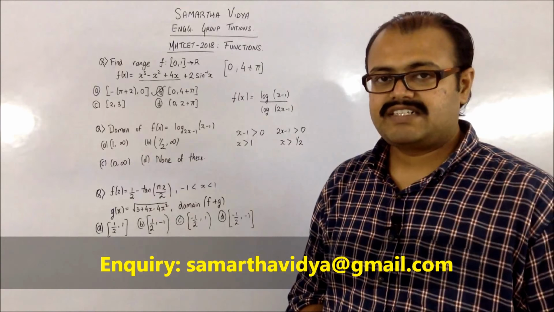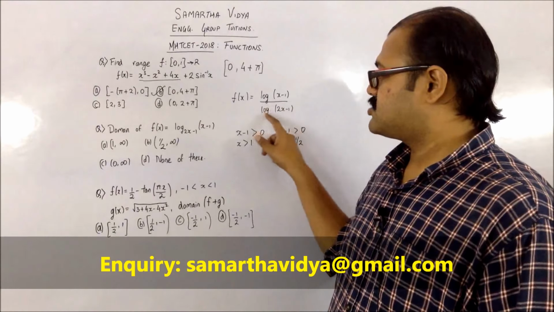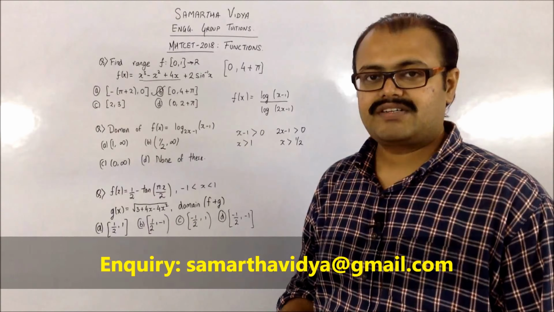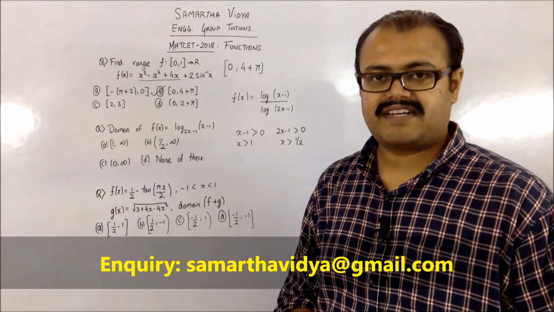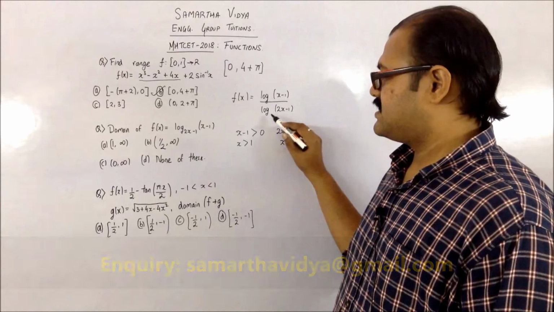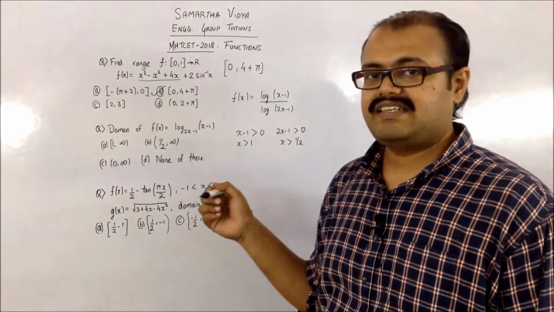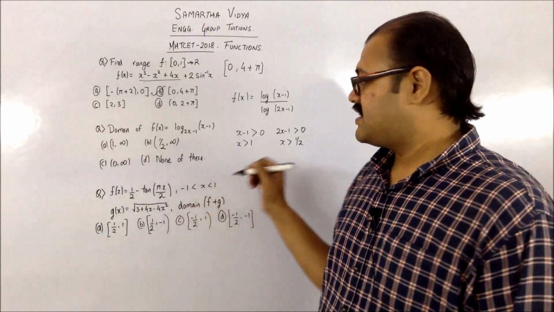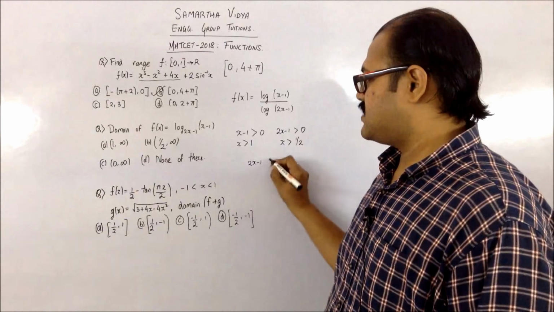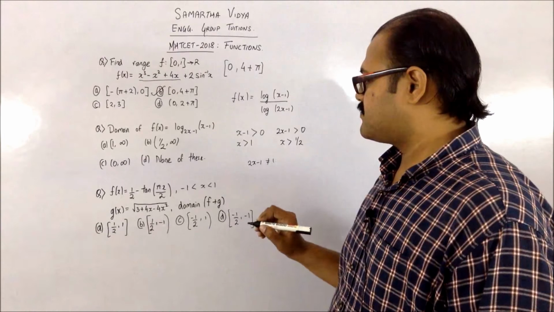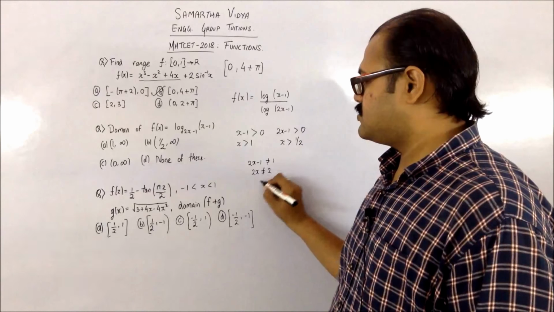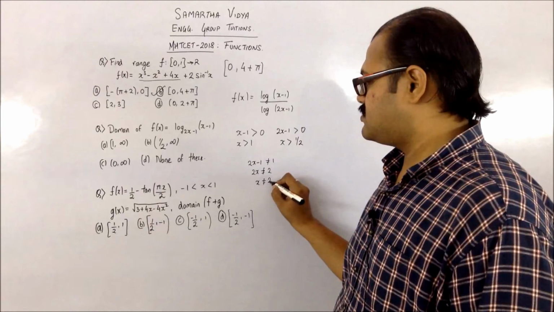The next thing to understand is that the denominator should also not be equal to 0, because then the function goes to infinity, or is not defined for that value. The log of 1 is equal to 0. So 2x minus 1 should not be equal to 1. That means 2x is not equal to 2, or x is not equal to 1.